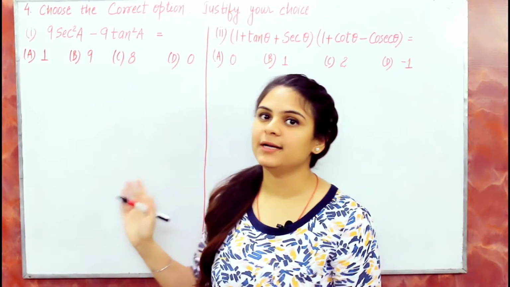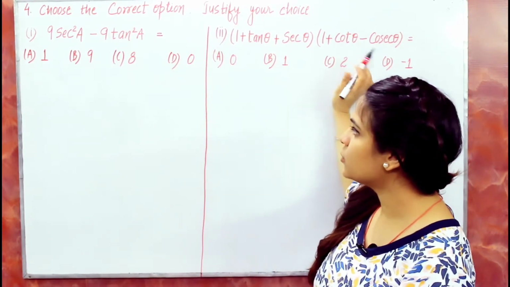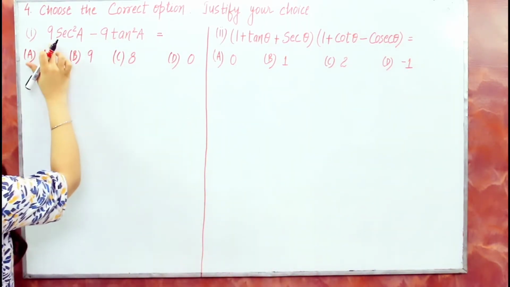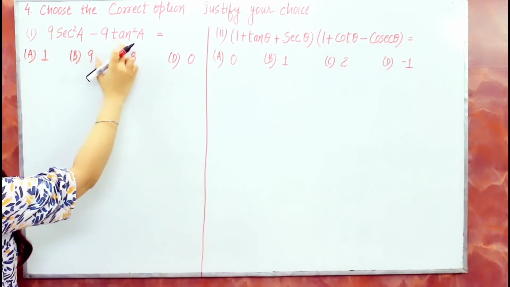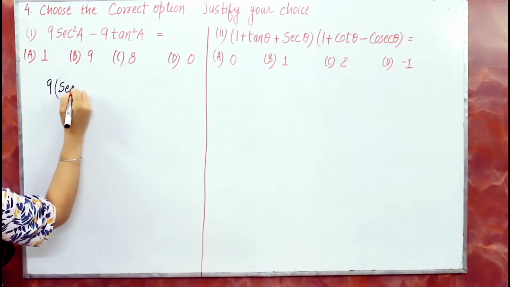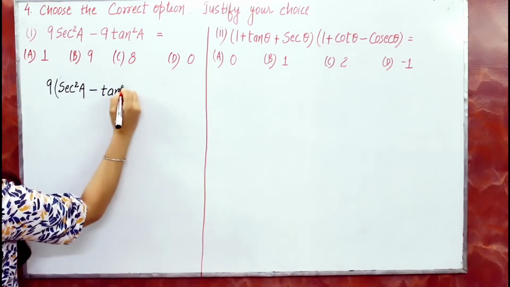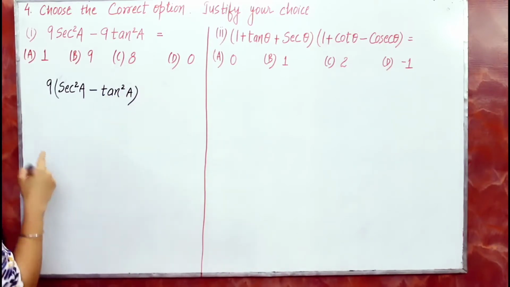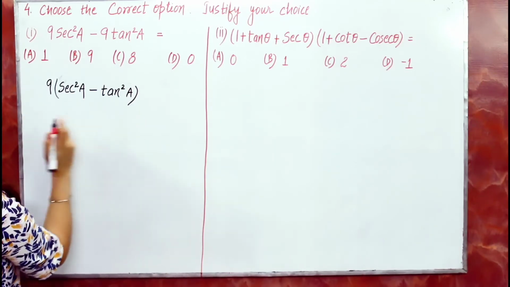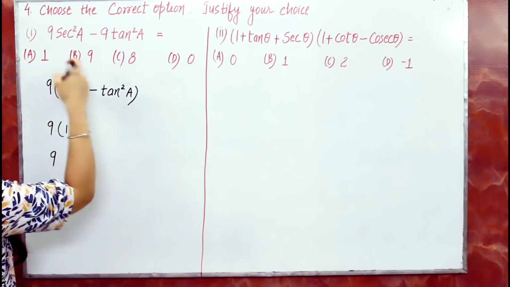Question number 4 is a multiple choice question. Choose the correct option and justify your choice. To justify your answer, we need to solve this. So first part is 9 sec square a minus 9 tan square a. We can take 9 common out of this. Sec square a minus tan square a. And using the identity, we can write sec square a minus tan square a is equal to 1. So 9 multiplied by 1 is 9. So correct option is B.